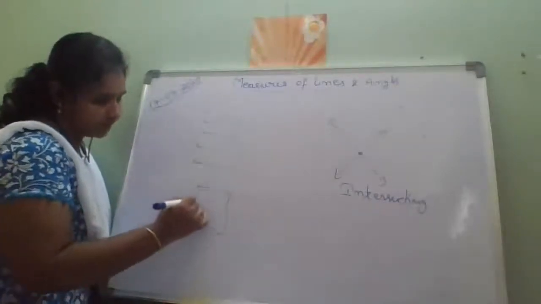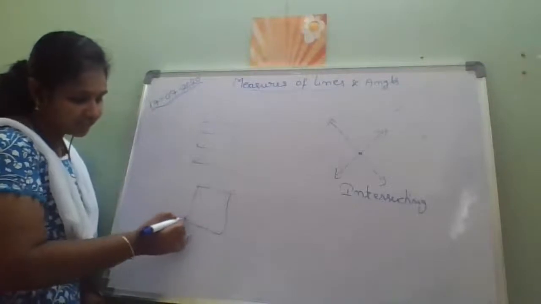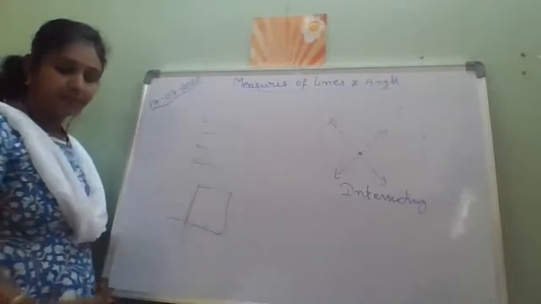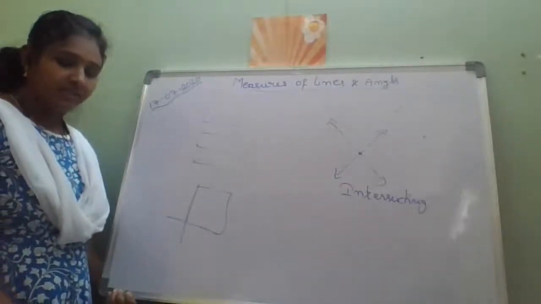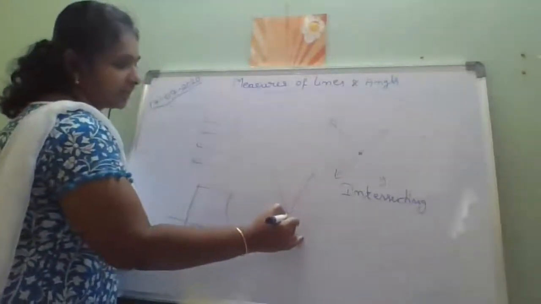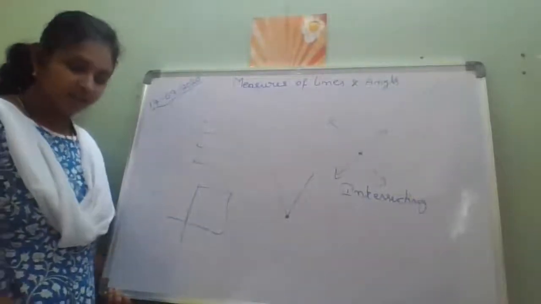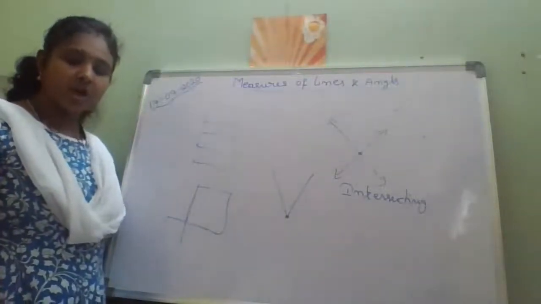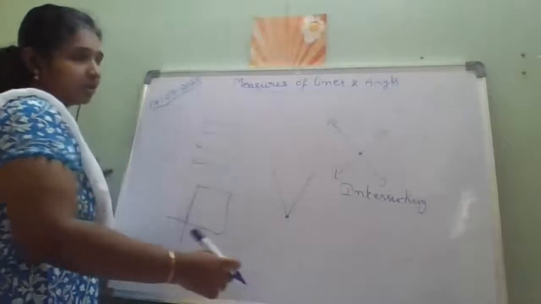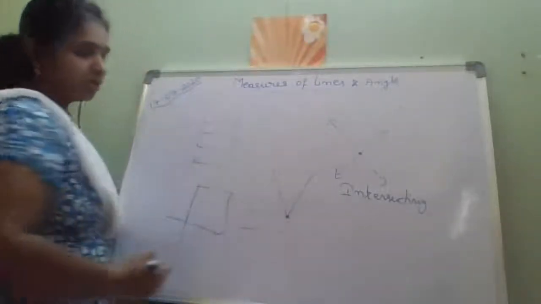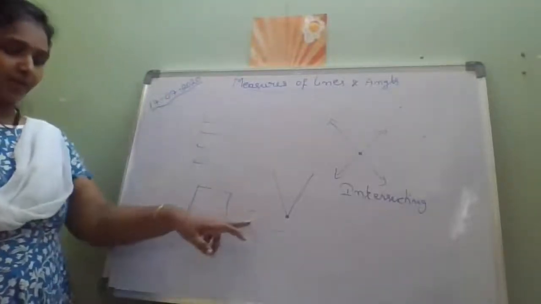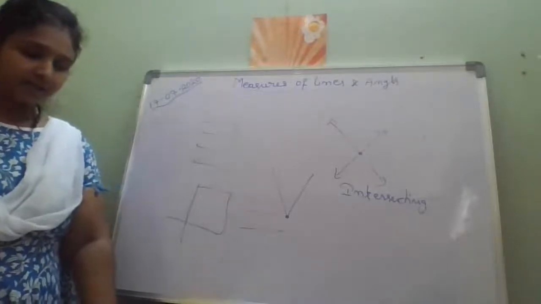Next, the adjacent edges of a door. No, adjacent edges. Perpendicular. Next, the letter V in the English alphabet. Intersecting lines. The opposite edges of a blackboard. Parallel. The opposite edges of a blackboard are parallel. Okay.